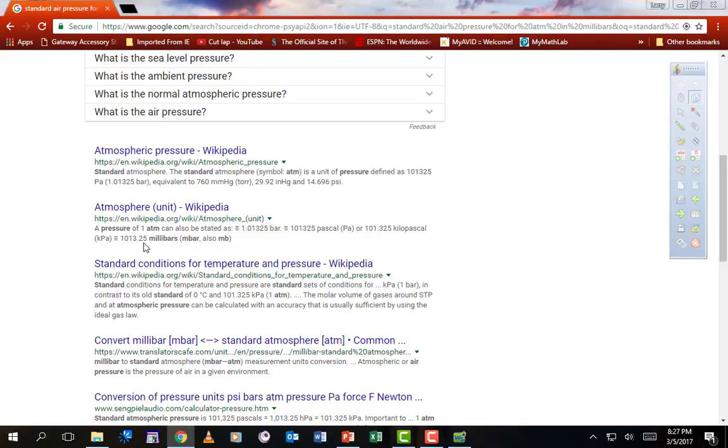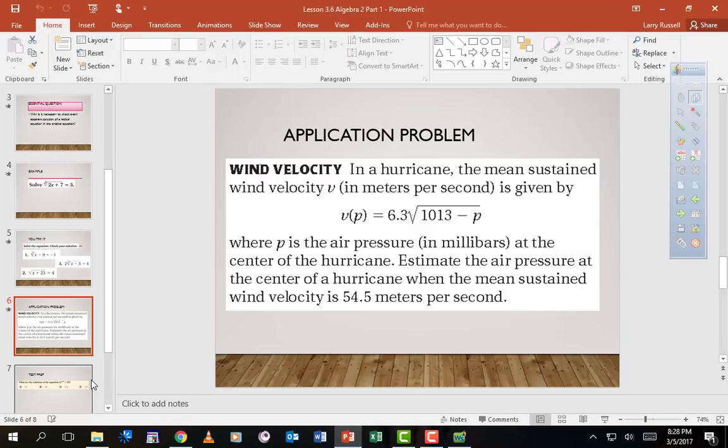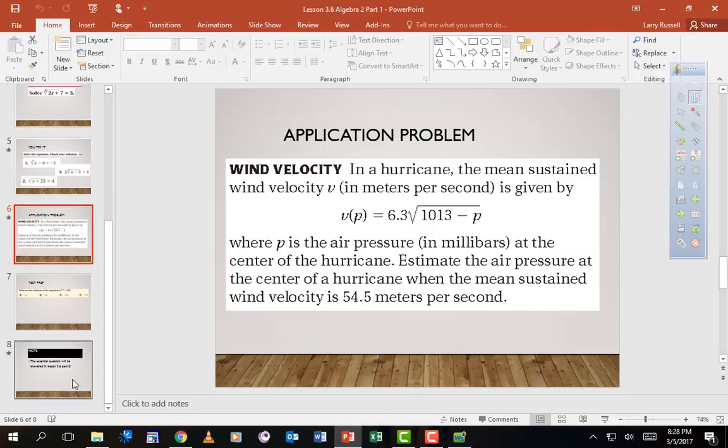And so actually, the pressure inside of a hurricane is a little bit less than that. It's like 900. We came up with 900 and something. So there you have it. And now you understand where this number came from. That was part of our equation. And so, interesting stuff. Okay, so we'll go back to the PowerPoint now. And I think we're pretty much done.